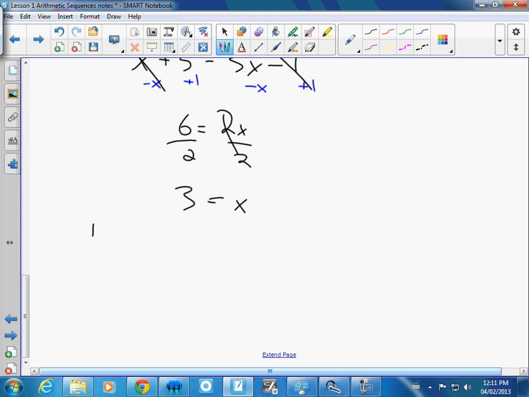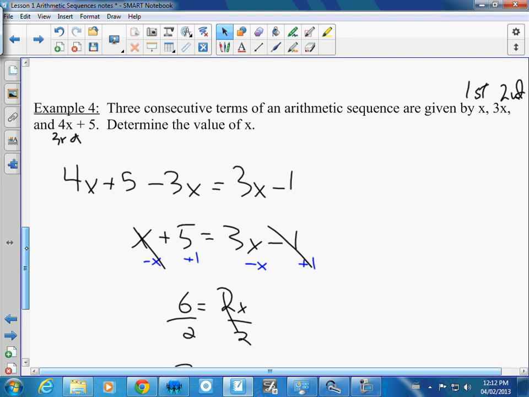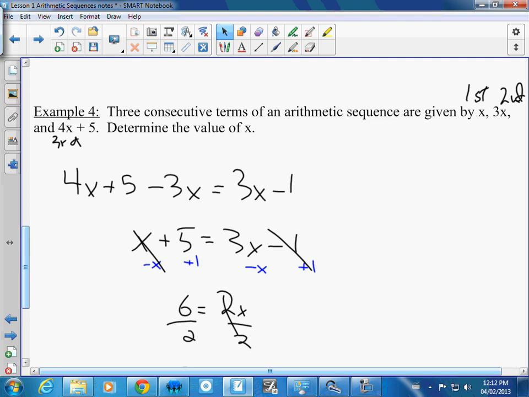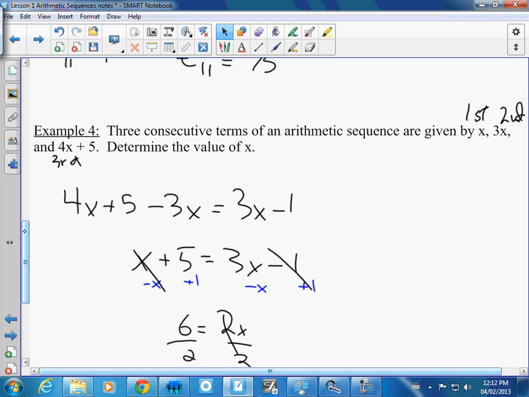This will be the second part of this question. First term is what? 3. What is the second term? 3x. And what's x? 3. What's 3 times 3? 9. Okay, now let's take a guess. What is this going up by, by the way? What did it go up by? Common difference. Subtract. 6. So the next one should be 15, if we did it correctly. Let's double check. There's the third term. What's 4 times 3? Plus 5?